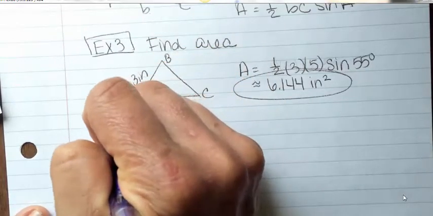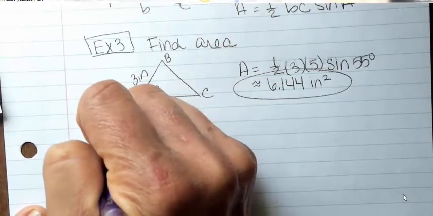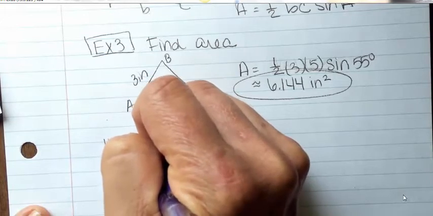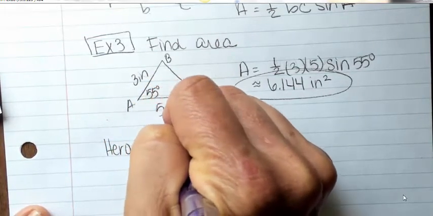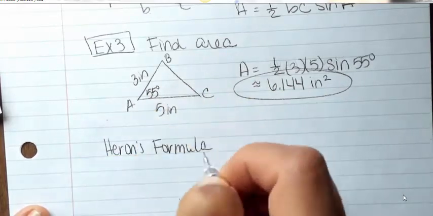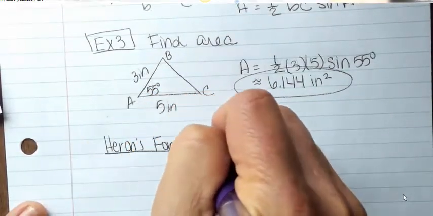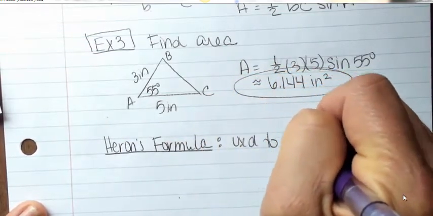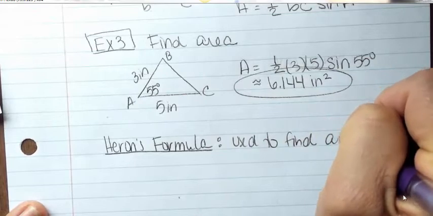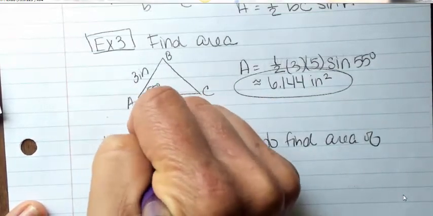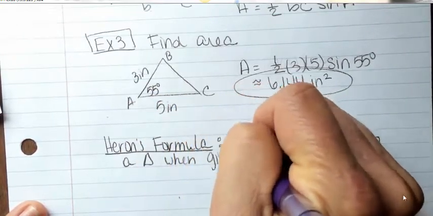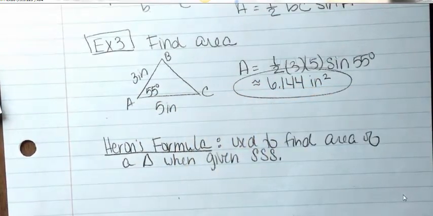Another thing that we can do, not for side, angle, side, but another way that we can find the area is something called Heron's formula, or some people call it Hero's formula. He was a Greek mathematician. And this one is used to find the area of a triangle when you're given side, side, side. Okay, and here's the formula.